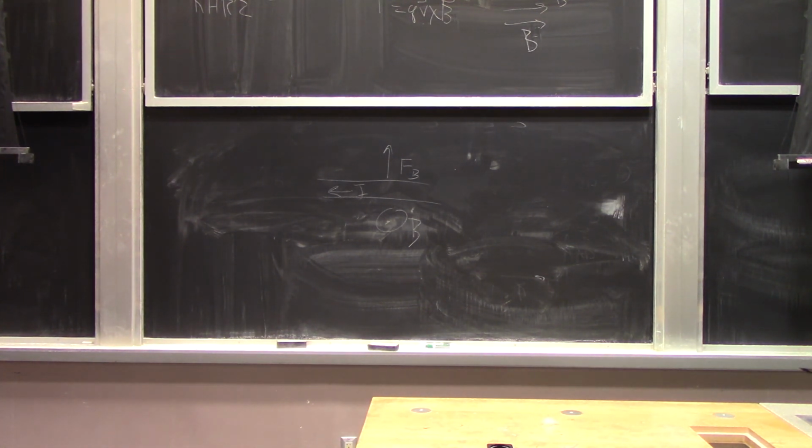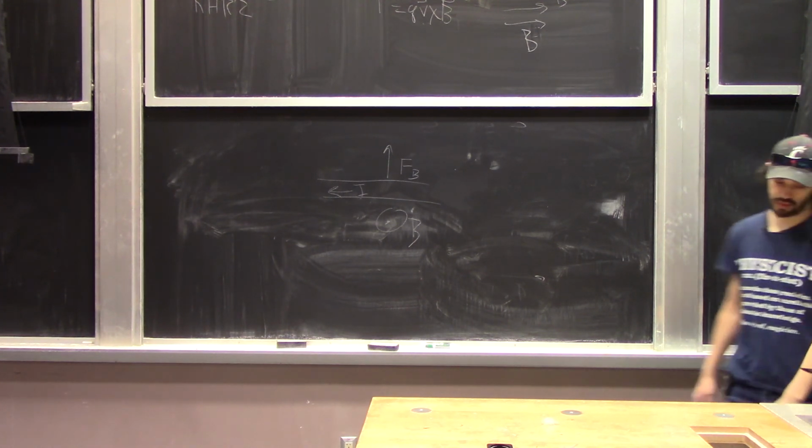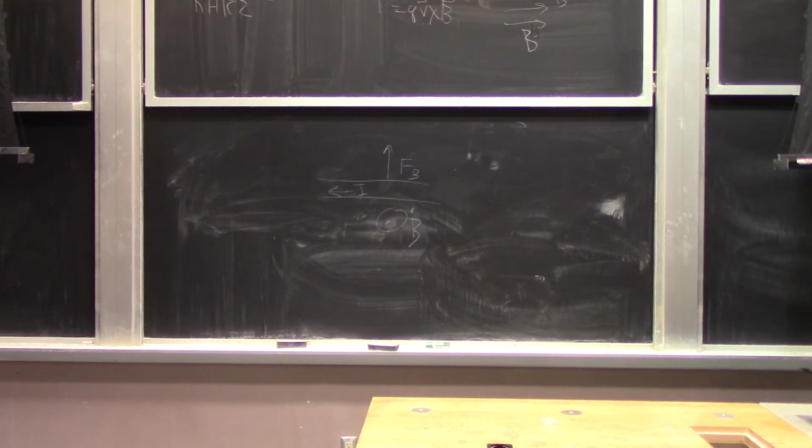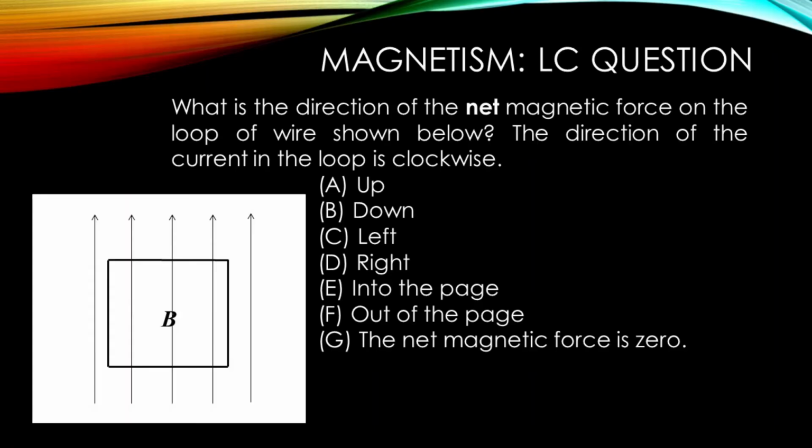This one is now kind of putting things together. Instead of having a single wire, well, we still have a single wire, but this is a wire that's closed on itself in the shape of a square. This one says, what is the net magnetic force on the loop of wire shown below? The direction of the current is going to be clockwise. So think about, for each segment of the wire, what the direction of the force is going to be. Okay.